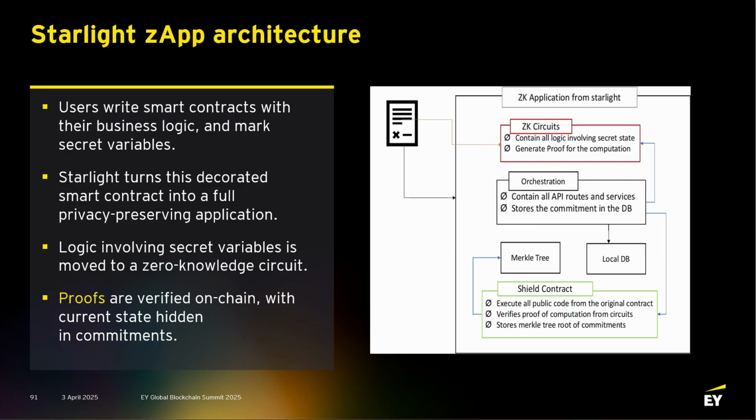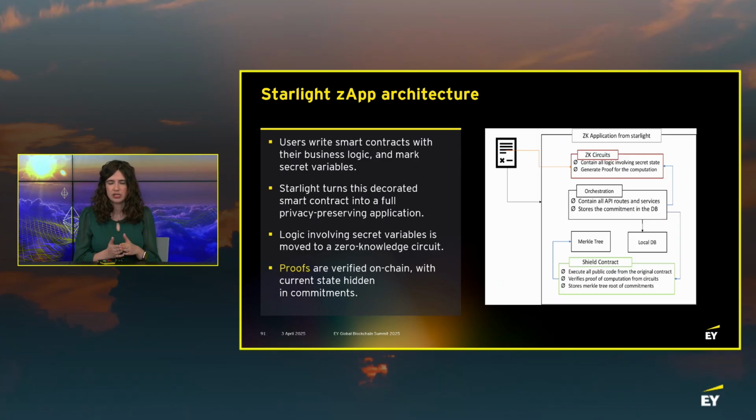And in the shield contract, we also store the root for the Merkle tree of all of the commitments. And then in the orchestration, we actually have the commitment database, which is like a local database, because the users are going to need the pre-images to all their commitments later when they use them again. So that needs to be stored. And it also contains all the API routes and services.